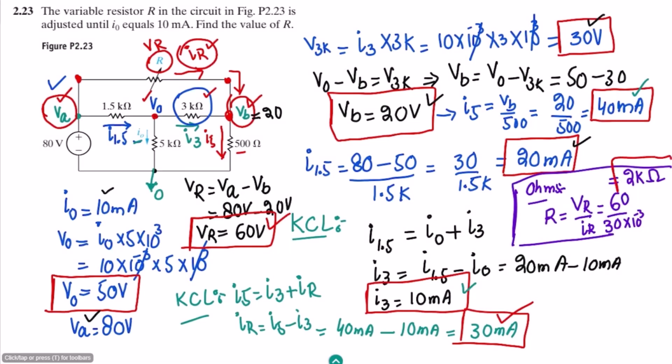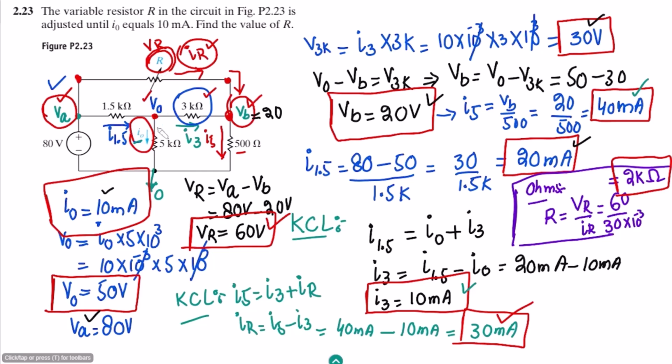That is basically the solution of our question. So initially, in order to find the value of this R for the current which is here, the value of current was known, that current should be 10 milliamps. We had to find out the value of the potential difference and the value of the current which is flowing through this resistor.